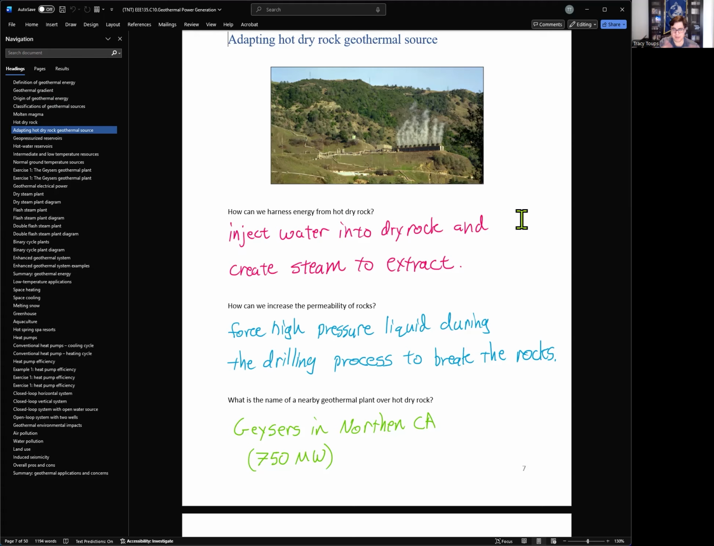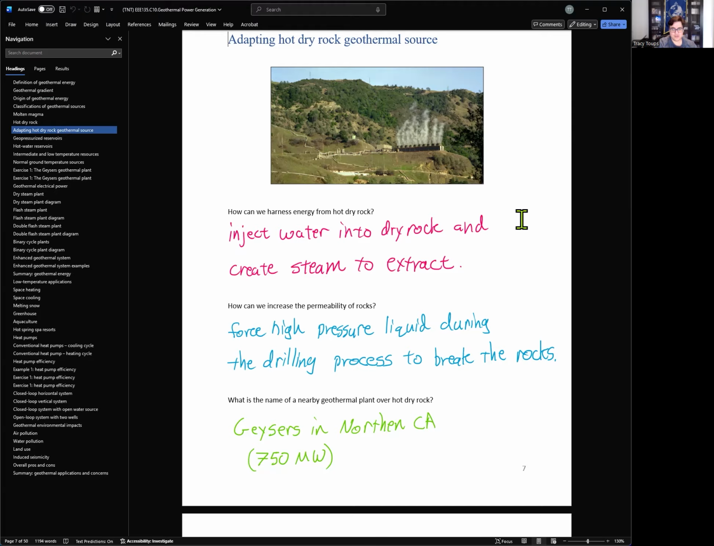Okay, so this is a man-made issue where we're forcing the rocks open, drilling deep into it so we can access the heat. Okay, what's a nearby geothermal plant over a hot dry rock system? We actually have one very close. It's called the Geysers in Northern California. It's kind of north of San Francisco. It's probably one of the most famous geothermal sites in the world.